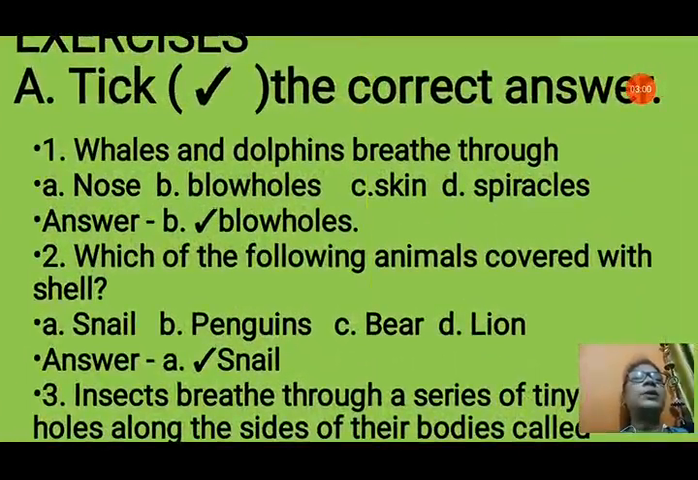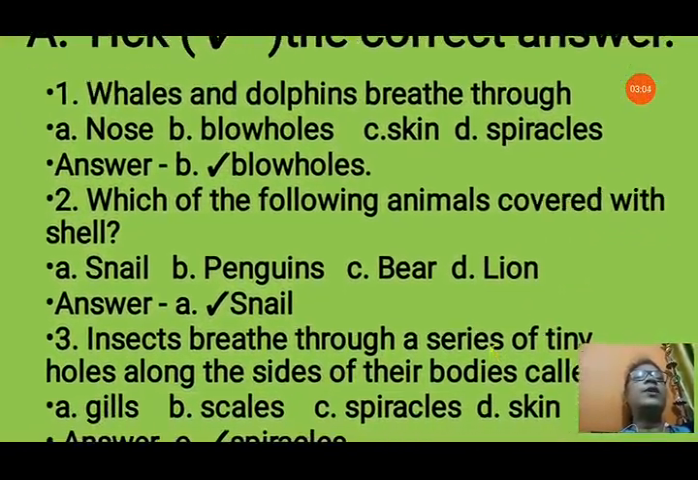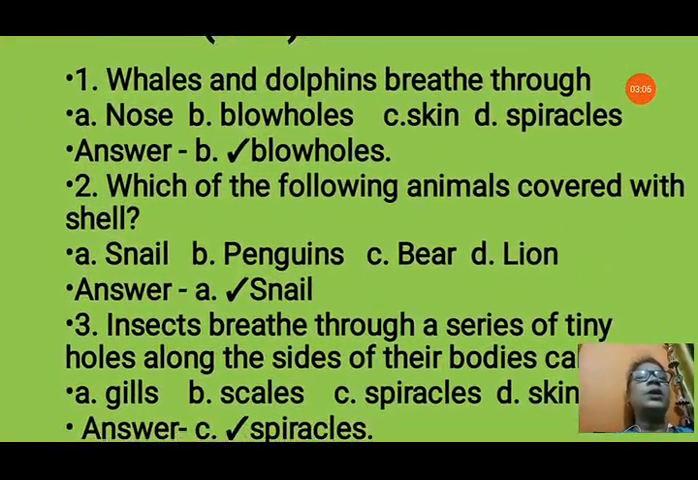Now we will see the exercises. Exercise A, tick the correct answer. Question number 1, whales and dolphins breathe through. Option A, nose, B, blowholes, C, skin, and D, spiracles. So the answer will be blowholes.